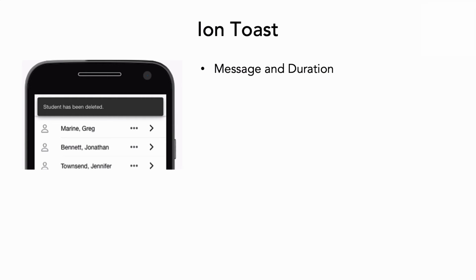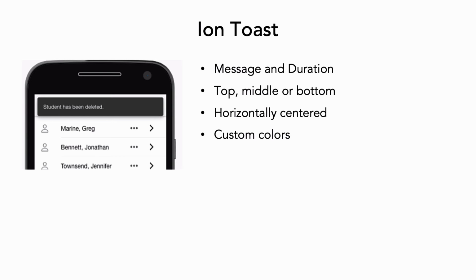An Ion toast can be vertically positioned at the top, middle, or bottom of the screen. It is always horizontally centered. You can color them with the color attribute, providing any of the Ionic color constants or your own custom color. You can add buttons and icons. We won't be doing any of that. If you want to customize your Ion toast after you finish the lesson, feel free.